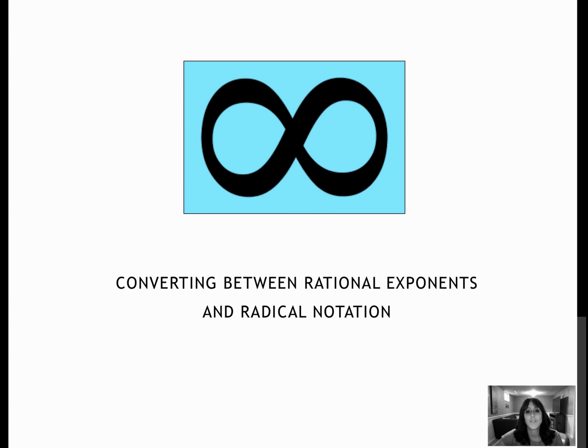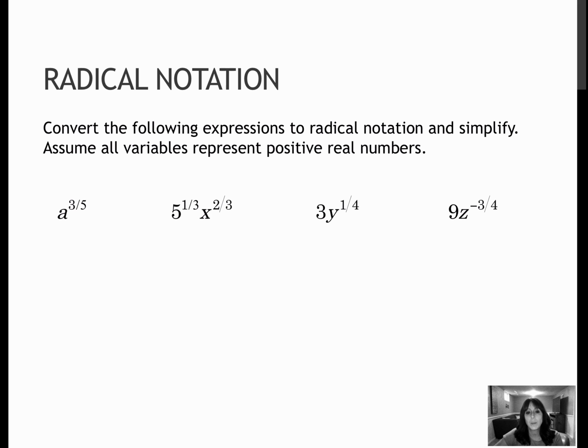This lesson is on converting between rational exponents and radical notation. We already practiced this a little bit in our last lesson, but obviously we're taking it to the next step. So a to the 3/5, I know that I can write that in a couple of different ways. I can either write a to the 3rd and then the 5th root, or I can write the 5th root of a and then to the 3rd power. In this case, it really doesn't matter. Either way is correct. Either way, I can't simplify it any further.